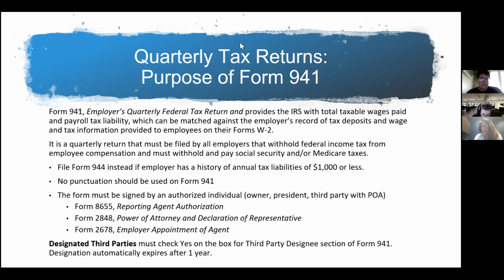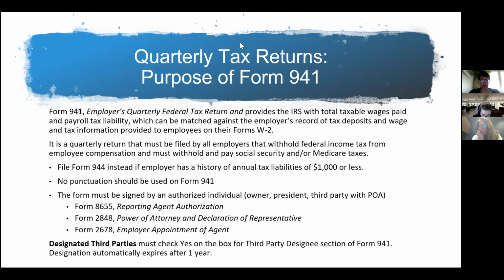The form must be signed by an authorized individual, an owner or president, or a third party with a POA. For example, technically I could sign the 941 for the company that I was with because I filled out the form 2848 and I had a CAF number. I always had the president of the company sign, but I could have signed for them.